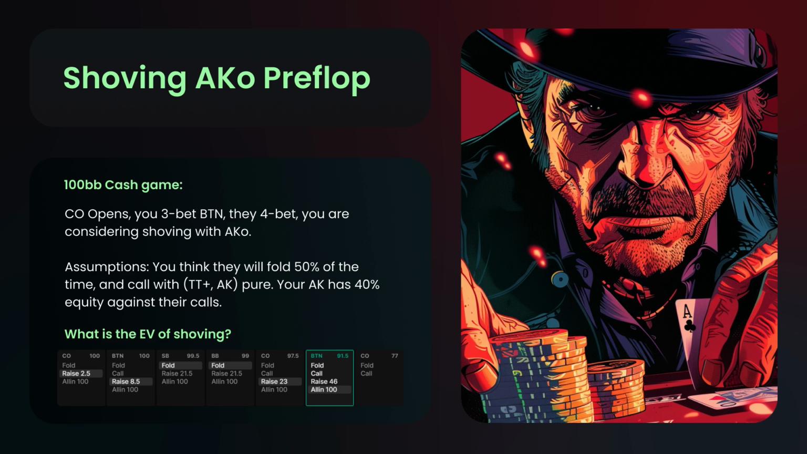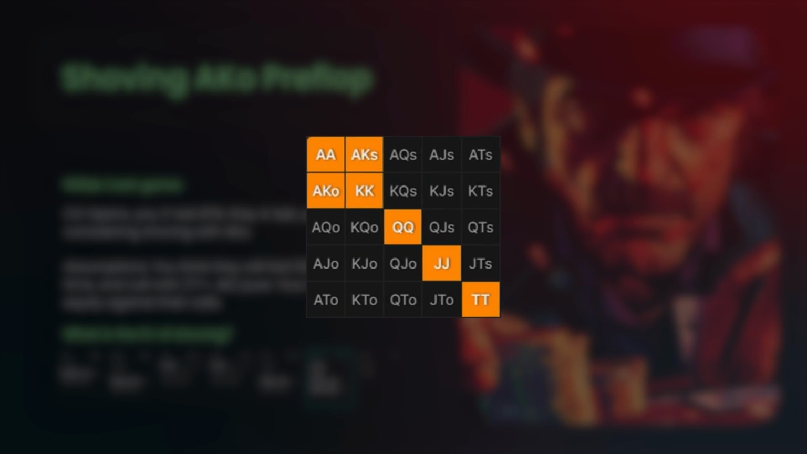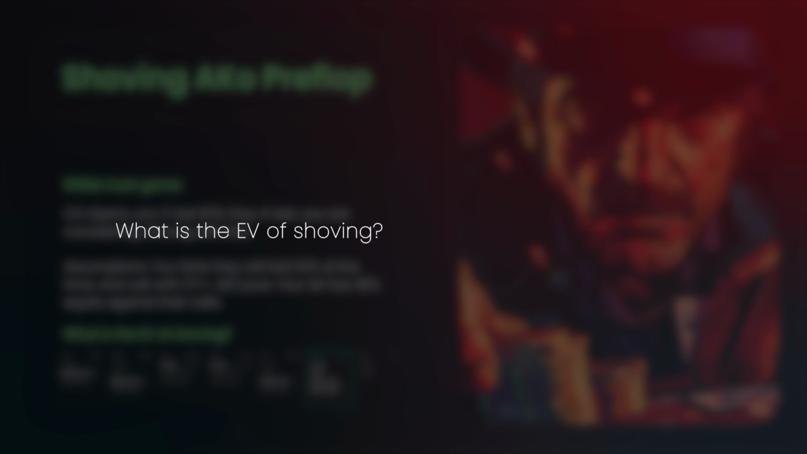You're playing a 100 big blind cash game, cutoff opens, you 3-bet on the button, they 4-bet, and you are considering a shove with ace-king offsuit. Let's make some assumptions. You think that they're going to fold half the time, and when they do call, they'll call with a range that looks something like 10s plus ace-king pure. Your ace-king has 40% equity against this range. What is the expected value of shoving?